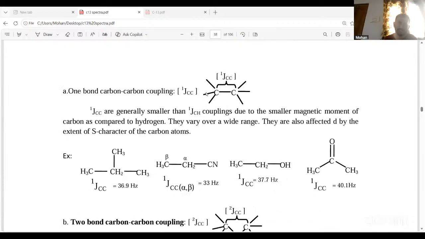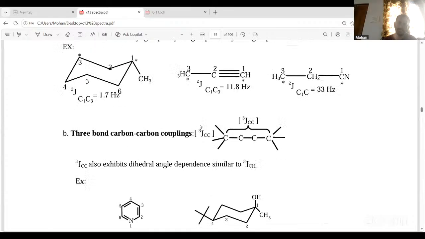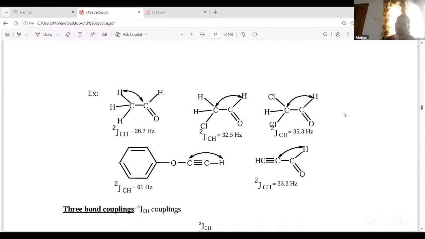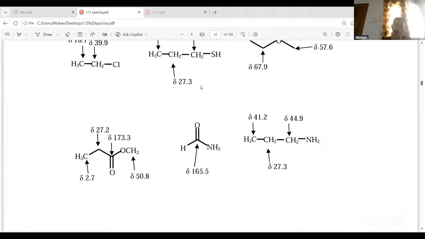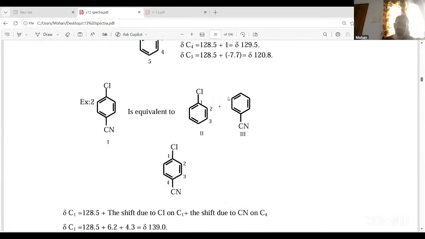Here we see, for example, one bond separation, the separation between carbon and carbon. We mention the 1 in the superscript of the J, and the coupling atoms are carbon and carbon. And here you can see the values. So this is the coupling in the C13 spectra. Now we will see the chemical shift values in the C13 spectra.